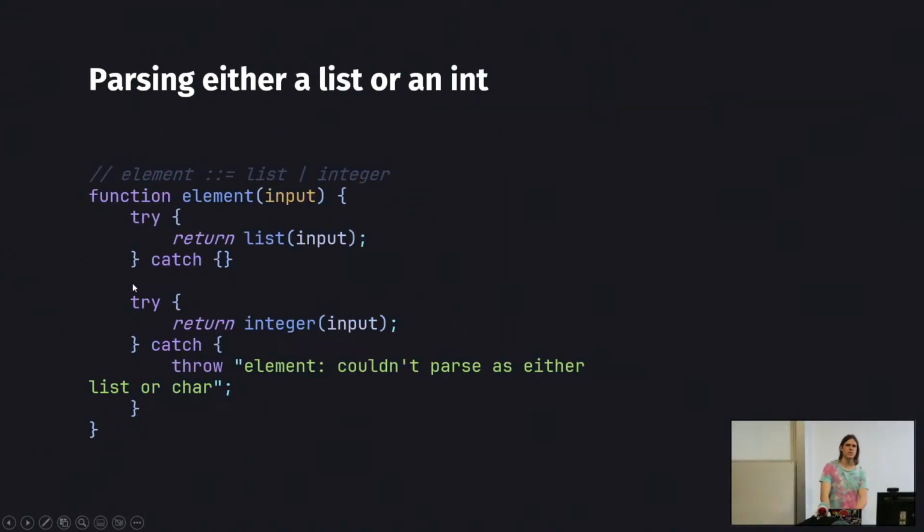Okay, what about alternatives? Well, since we used exception handling, we can just use a try-catch block. If an element is a list or an integer, we try to parse it as a list. If that failed, we try to parse it as an integer. If that failed, then it's a failure, so we just throw another error. And this is basically our alternative construction that we had in our grammar.